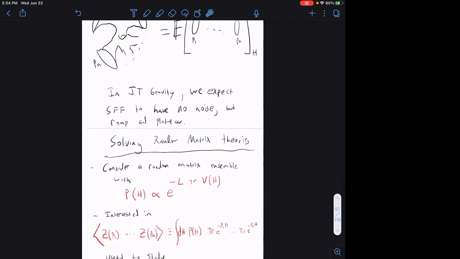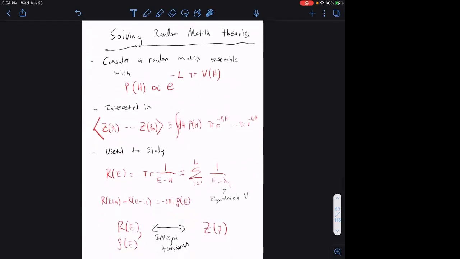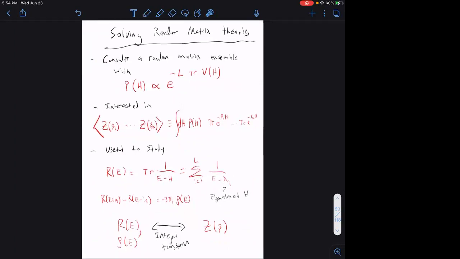Okay, so because we're going to show that JT gravity is described by a random matrix theory, a random matrix integral, we're going to start by talking about solving some more general random matrix theories, more general than the ones we talked about a couple days ago, which was the GUE. So the generality now is that instead of having a quadratic potential for the matrix, we have a general potential, V of H. So this probability is e to the minus L, L is the number of eigenvalues, times trace V of H.